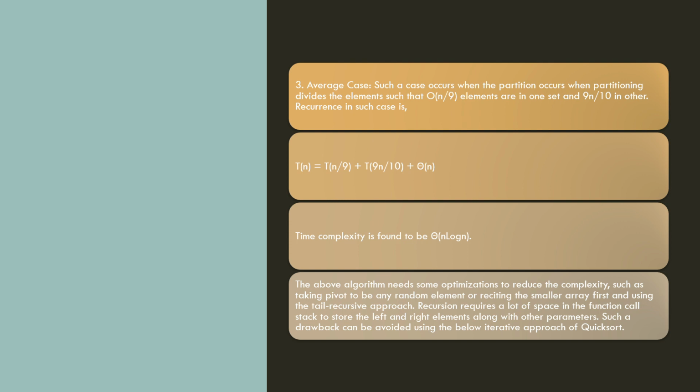This above algorithm needs some optimization to reduce the complexity, such as taking a pivot to any random element or recursing the smaller array first and using the tail recursion approach. Recursion requires a lot of space in function call stack to store the left and right element along with other parameters, such a drawback can be avoided using the below iterative approach to the quicksort.